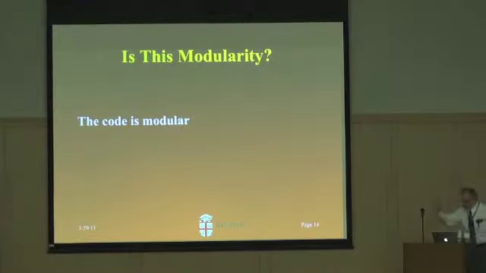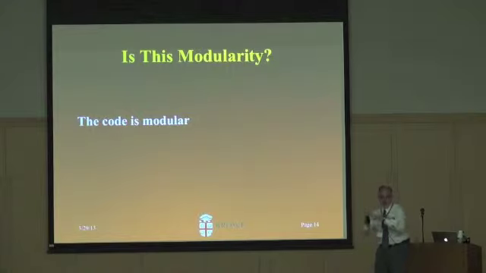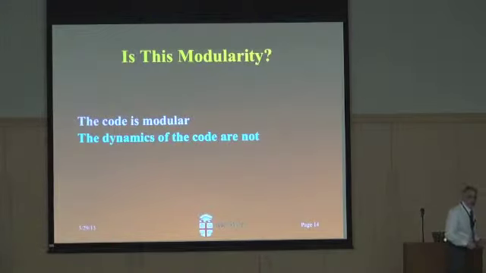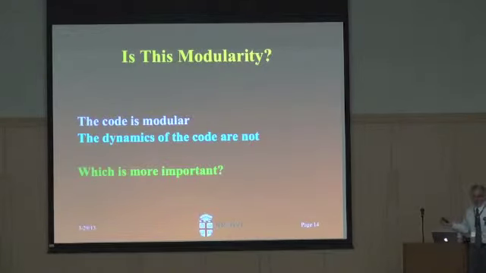Well, I can claim, and you can debate this, but the code is modular. It's nicely separated. You have separation of concerns. I showed you the different color things. The dynamics of the code, however, are not. What's going on here involves code from many different things, all the interactions. Which is more important?